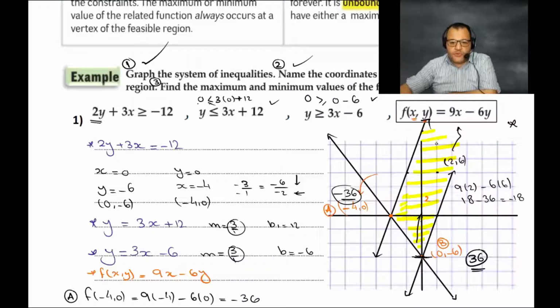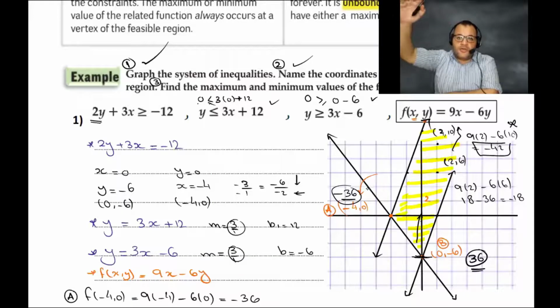What if I choose any other point here? Suppose that I'm choosing a point here. What is the value here? 2 and 10. By substitution, 9 times 2 minus 6 times 10, which equals 18 minus 60, negative 42. It means that when you're going up, what will happen to the function? The values increase or decrease? Decrease. It means this function, when we are going up, the value will decrease.